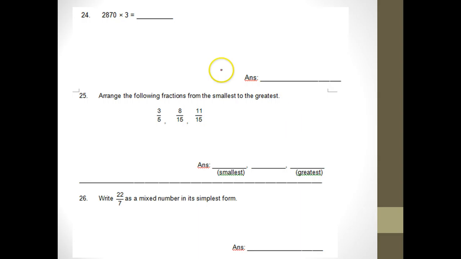Next. Question 24. 2870 times 3. 0 times 3 is 0. 7 tens times 3 is 21 tens. 800 times 3 is 24 hundreds, plus 2, 2600.